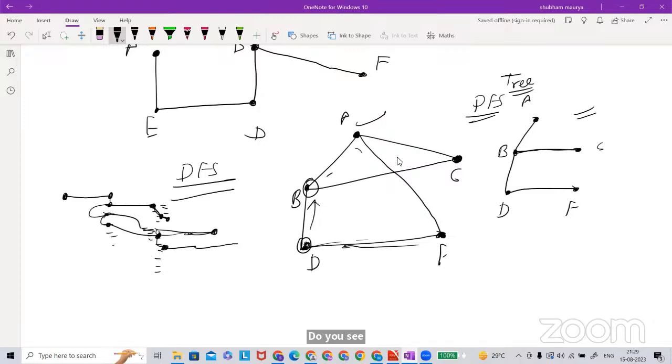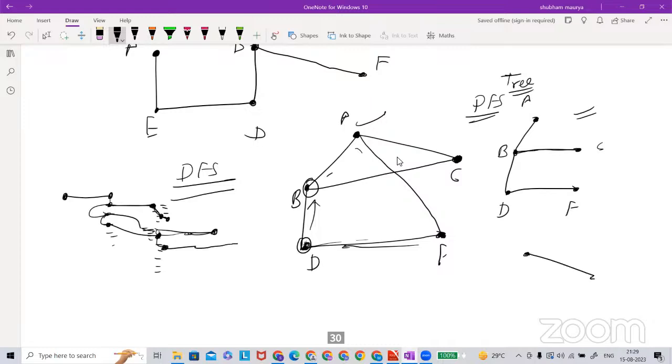Sir, I have a doubt. Wouldn't it be possible to go from A to C, then C to B, and B to D, and D to F? There is a possibility that there is another DFS we can do here. So what is that? From A to C we went.